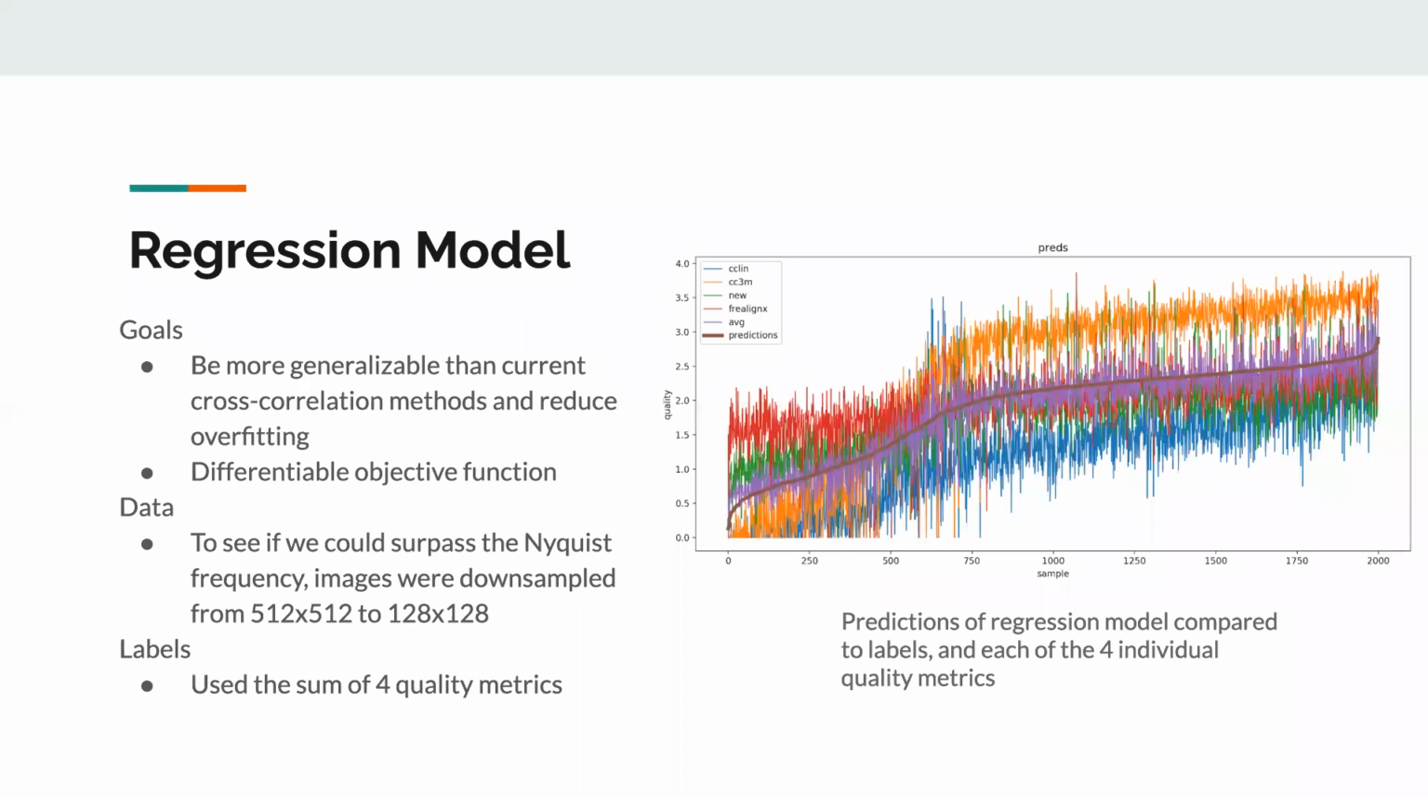Because our goal was super resolution and surpassing the Nyquist frequency, the images of the proteins were downsampled from 512 by 512 to 128 by 128 pixels. This was done because at the original resolution, factors such as noise and reconstruction loss prevented us from even reaching the Nyquist frequency. For the labels, we use the sum of 4 quality metrics that mainly use cross-correlation. On the right is a graph comparing the predictions of our final regression model with the labels, as well as each individual quality metric that makes up the label.